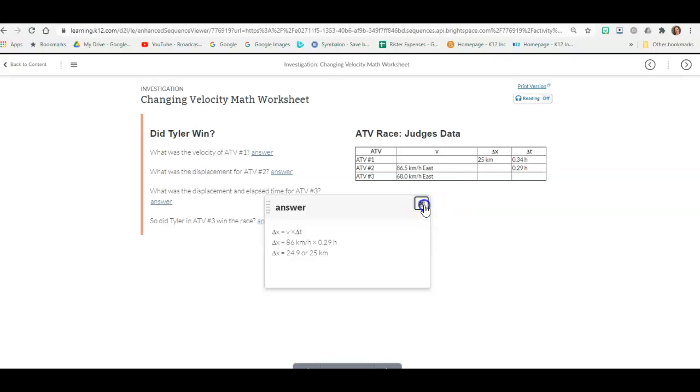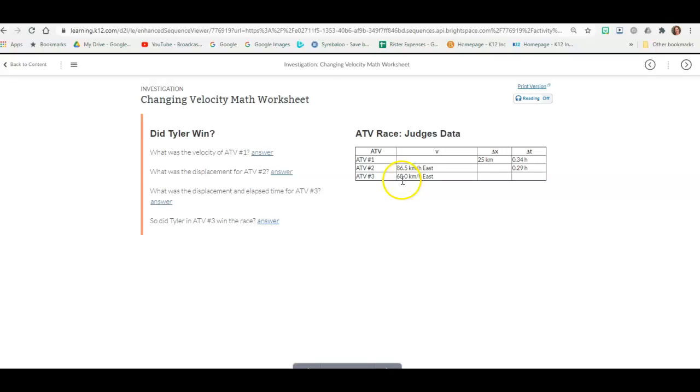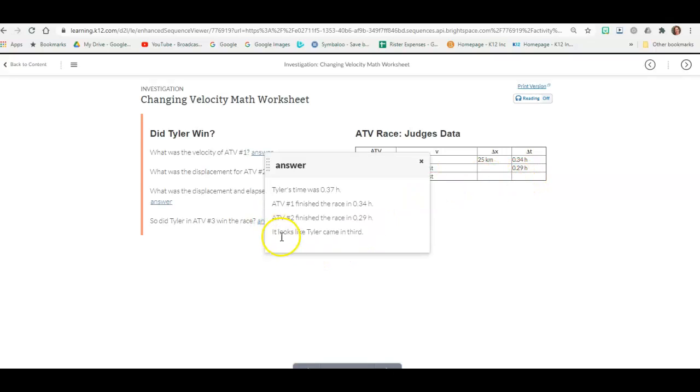And we'll do the same thing for ATV number 3. Tyler's time was 0.37, so we plug that in for Tyler right over here, and then it gives us the answer. Tyler, it looks like he came in 3rd. So when you plug in his velocity and time, Tyler did not win the race.